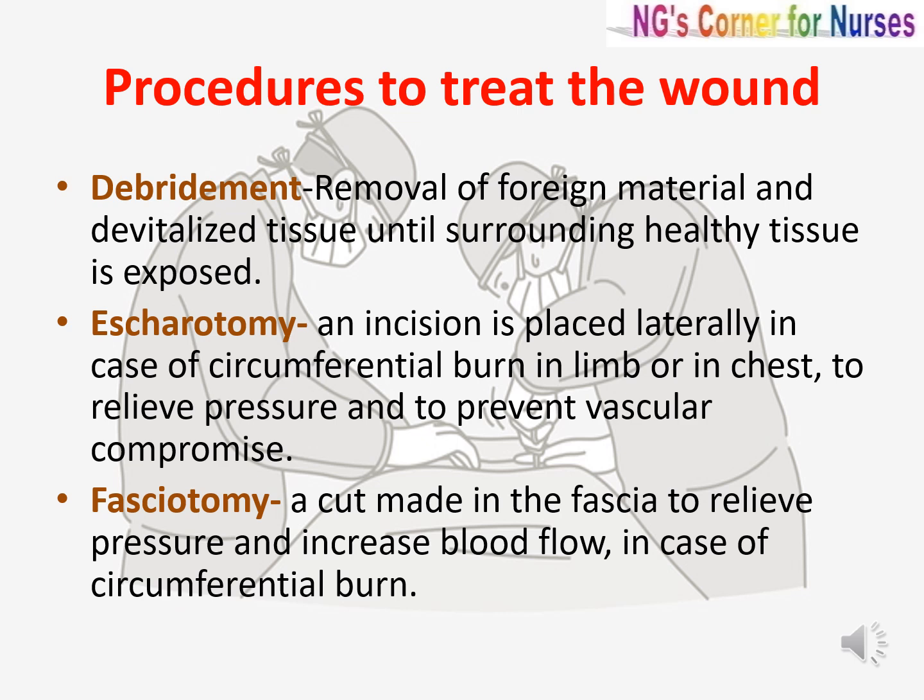Let's discuss some procedures to treat the wound. First is debridement: removal of foreign material and devitalized tissue until surrounding healthy tissue is exposed. Next is escharotomy. An incision is placed laterally in case of circumferential burn in a limb or in the chest to relieve pressure and to prevent vascular compromise. Next is fasciotomy, a cut made in the fascia to relieve pressure and increase blood flow in case of circumferential burn.